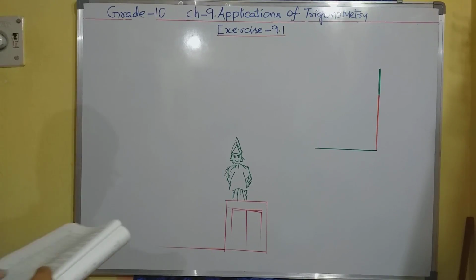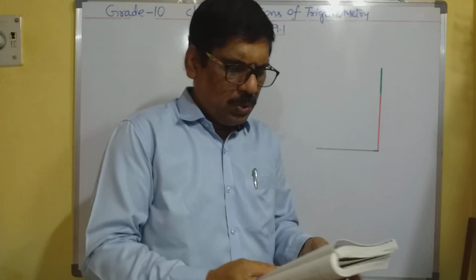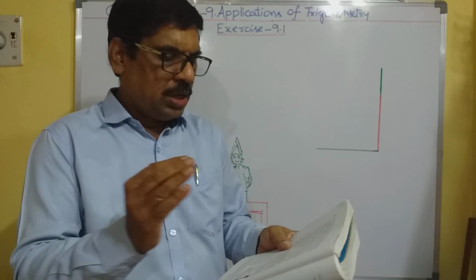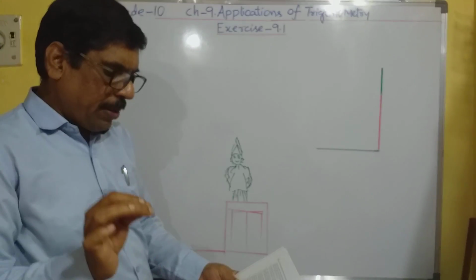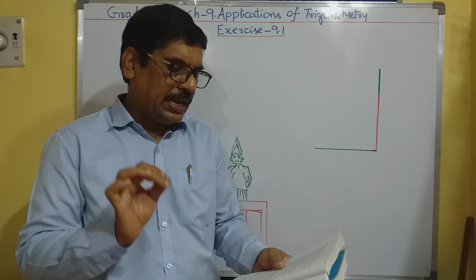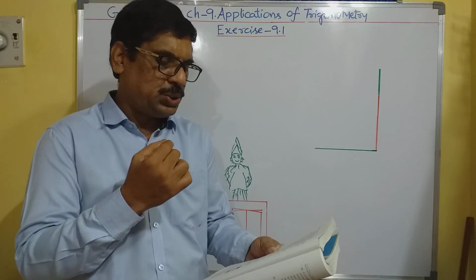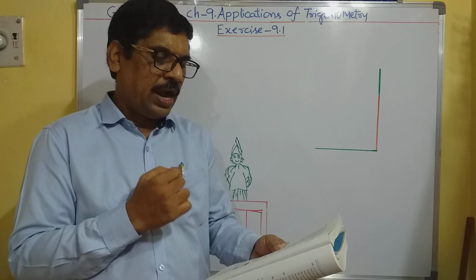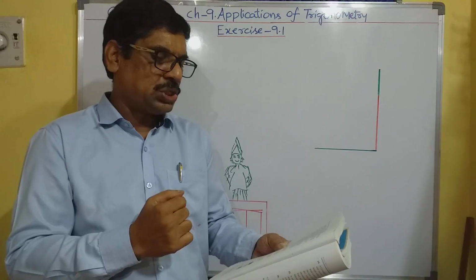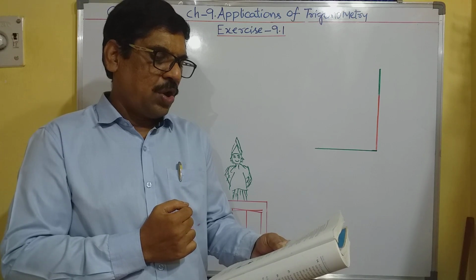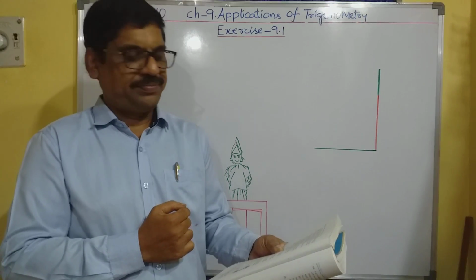Now look at the 8th problem. A statue 1.6 meters tall stands on the top of a pedestal. From a point on the ground, the angle of elevation of the top of the statue is 60 degrees, and from the same point, the angle of elevation of the top of the pedestal is 45 degrees. Find the height of the pedestal.